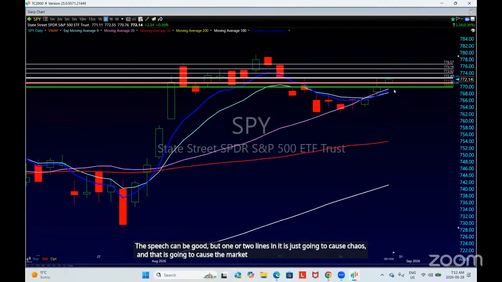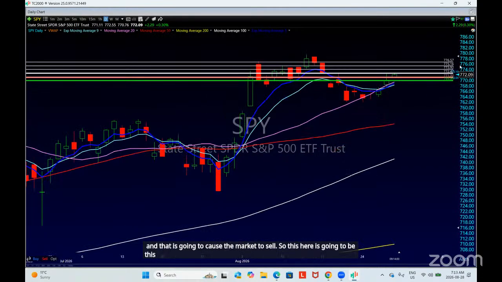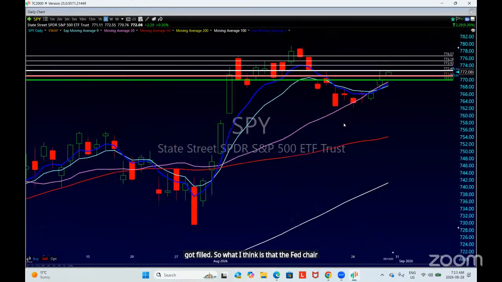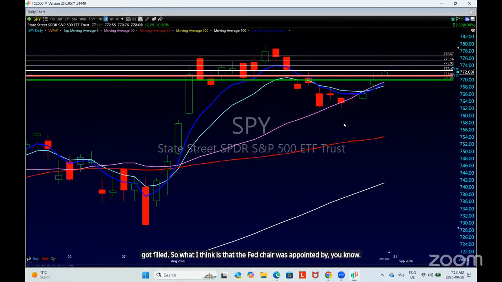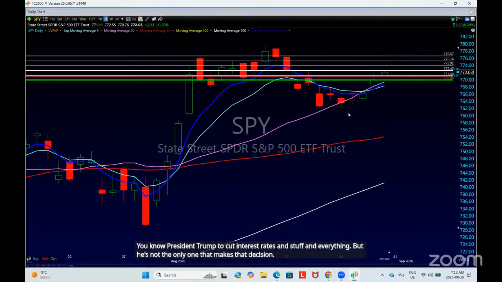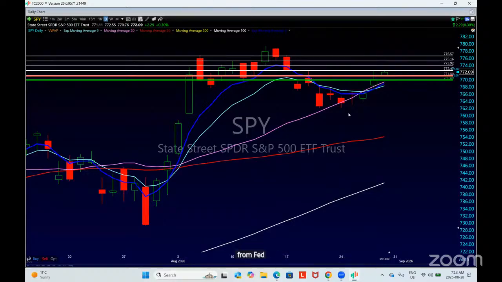So this here is going to be this gap fill. What I think is that the Fed chair was appointed by President Trump to cut interest rates and everything, but he's not the only one that makes that decision. It's the community. There are 12 of them from Fed governors and so on. So one person cannot just cut interest rates like that.